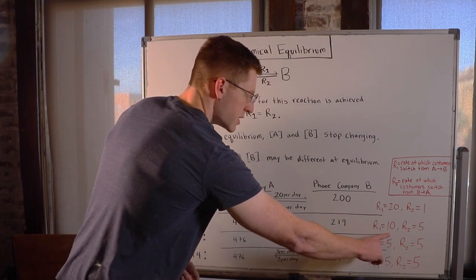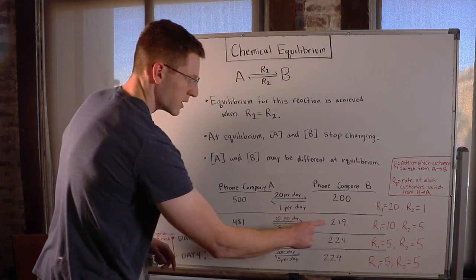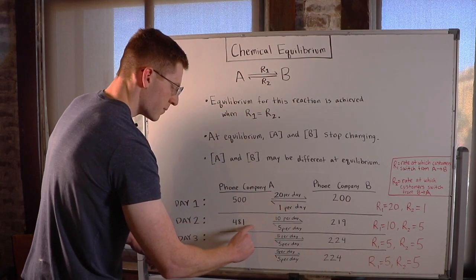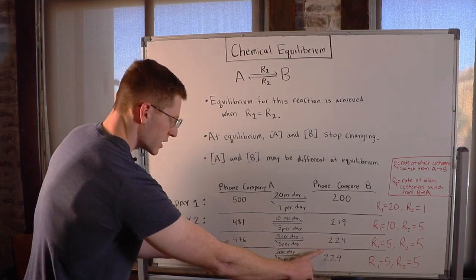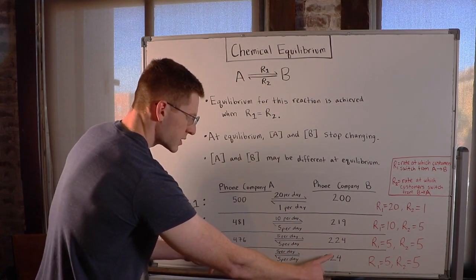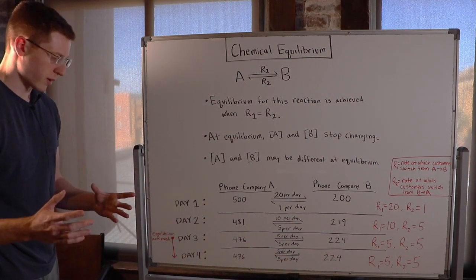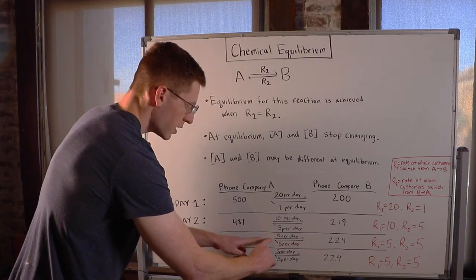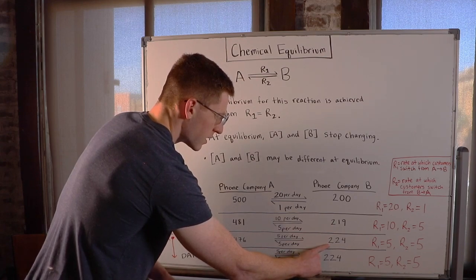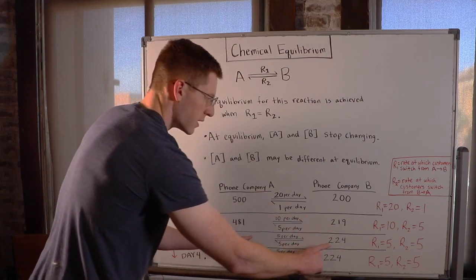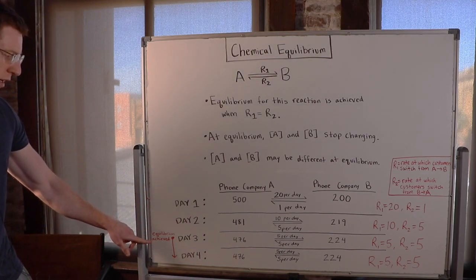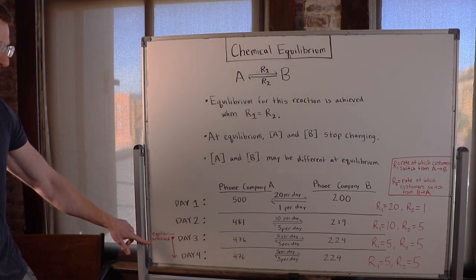Now R1 is going to be 10, so 10 people switch from A to B, and R2 is 5, so 5 people switch from B to A. Now on day three, you can see phone company A is at 476, phone company B is at 224. So at this point, we have a situation on day three where 5 people are going to B and 5 people are going to A, and R1 and R2 are equal. So on day three, we have actually achieved equilibrium.